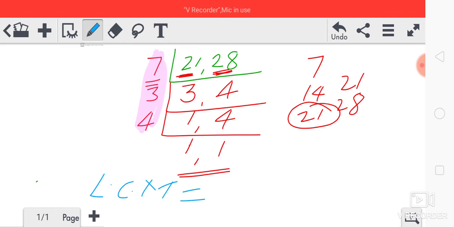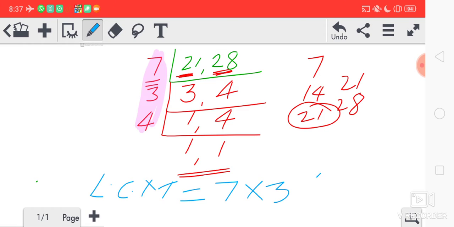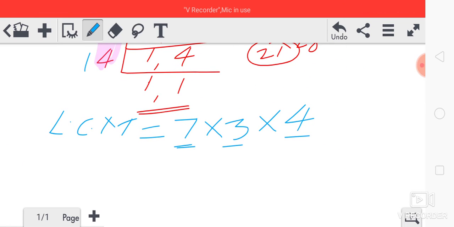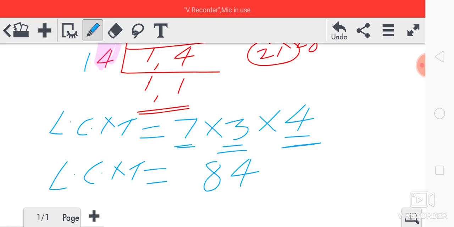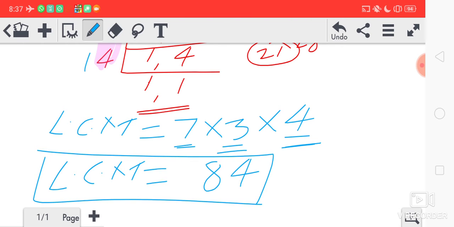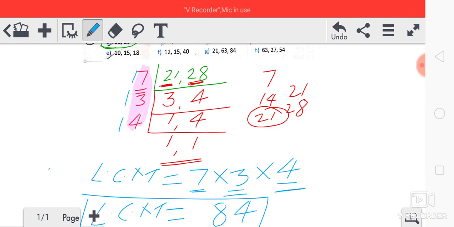LCM is equal to what? In left side, what numbers we have got? 7, then 3, then 4. So 7 into 3 into 4. Okay. Now 7 3s are 21, and 21 into 4, if you multiply, you'll get how much? 84. Okay. So 84 is your LCM. Got it? So this is your answer. This is your division method.